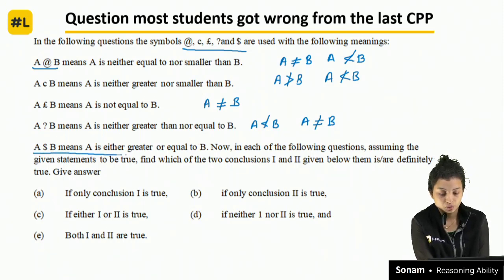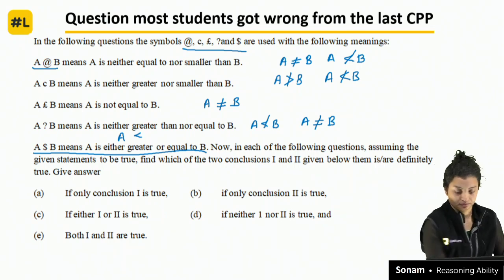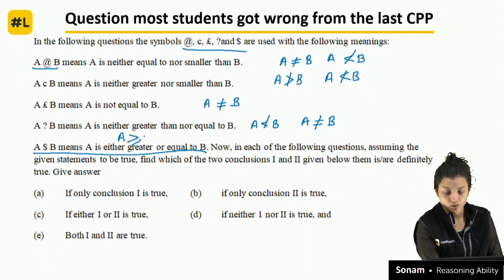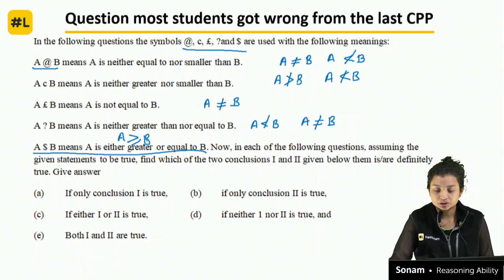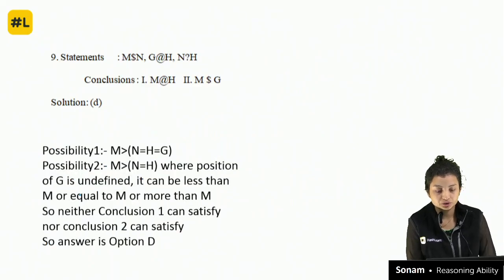And there is one last one, that A is either greater or equal to B. Okay, now read the question. In each of the following questions, assume the given statements to be true. Find which of the two conclusions 1 and 2 given below are definitely true. Okay, so which of the following will conclude the answer? Okay, let's look at the solution.